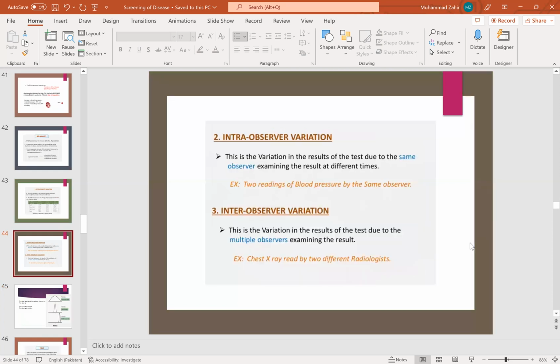Talking about intra-observer variation. This is the variation in the result of a test due to the same observer examining the result at different times. So the person is one. For example, two readings of blood pressure by the same observer.